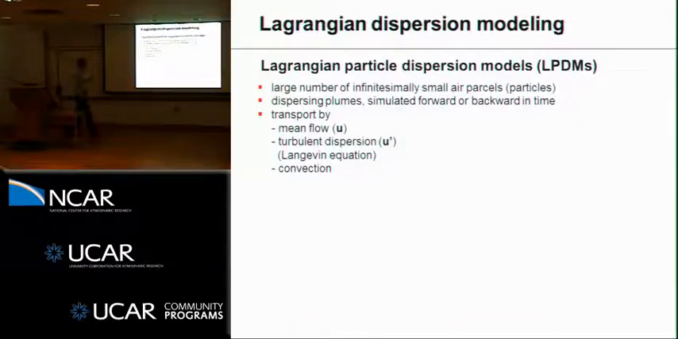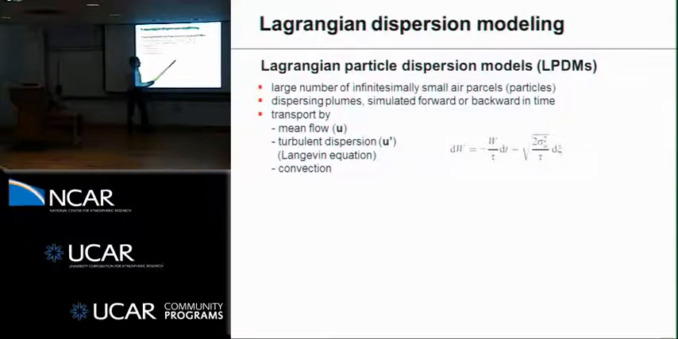Let me briefly say a few words about the Lagrangian particle dispersion model. We typically simulate a very large number of air parcels, infinitesimally small, like points in the flow. With that, we simulate dispersing plumes. We can simulate either forward or backward in time. We consider the transport with the mean flow, U, but also the turbulent component, U dash, the deviations from the mean flow, and convection. The turbulent part is usually simulated with a Langevin equation.